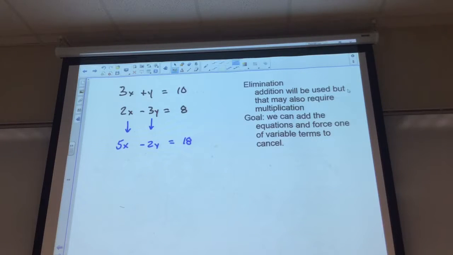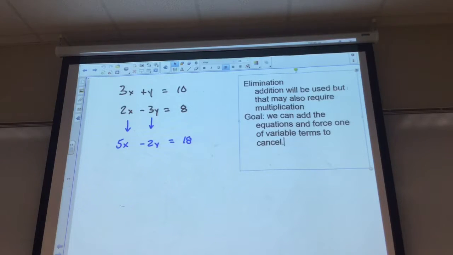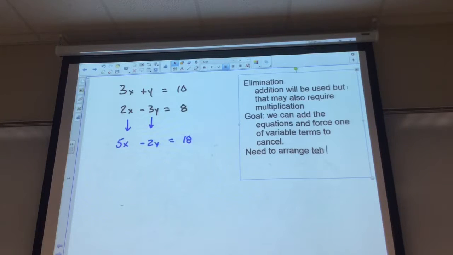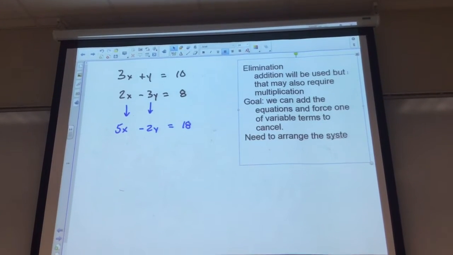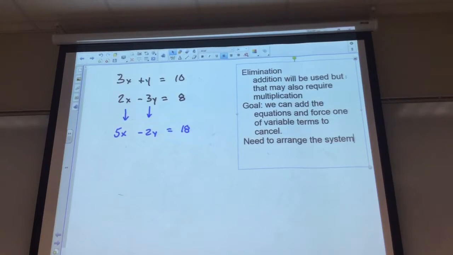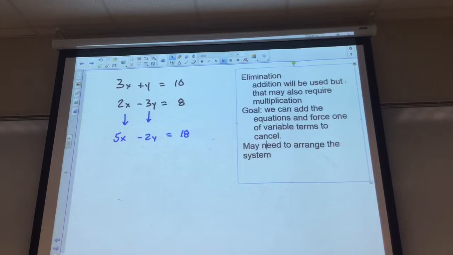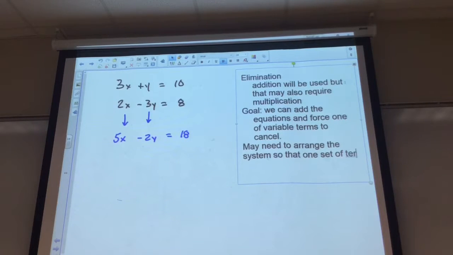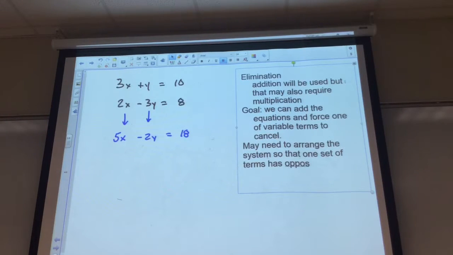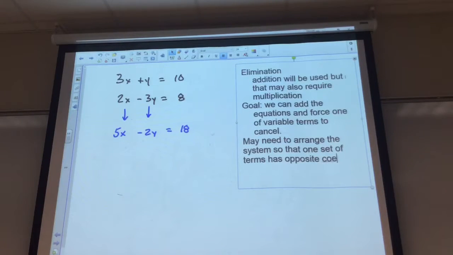So essentially what's happening over here is we need to arrange the system. Okay, so we may need to arrange the system so that one set of terms has opposite coefficients.